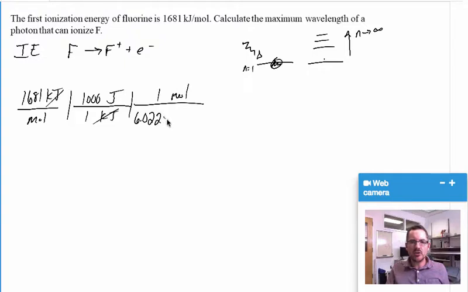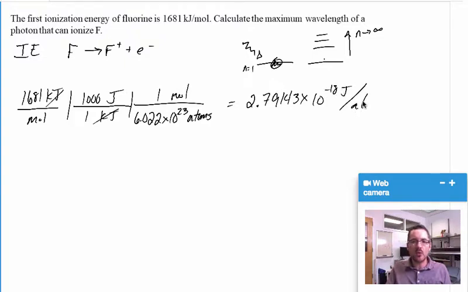So 6.022 times 10 to the 23rd atoms. And when I plug this into my calculator, I know I have 2.79143 times 10 to the negative 18 joules associated with 1 fluorine atom. So I need that much energy to get into the fluorine atom to completely ionize it. So all of this energy that you need to ionize it, this is going to come from a photon. And I'm going to underline 4 sig figs to be consistent.